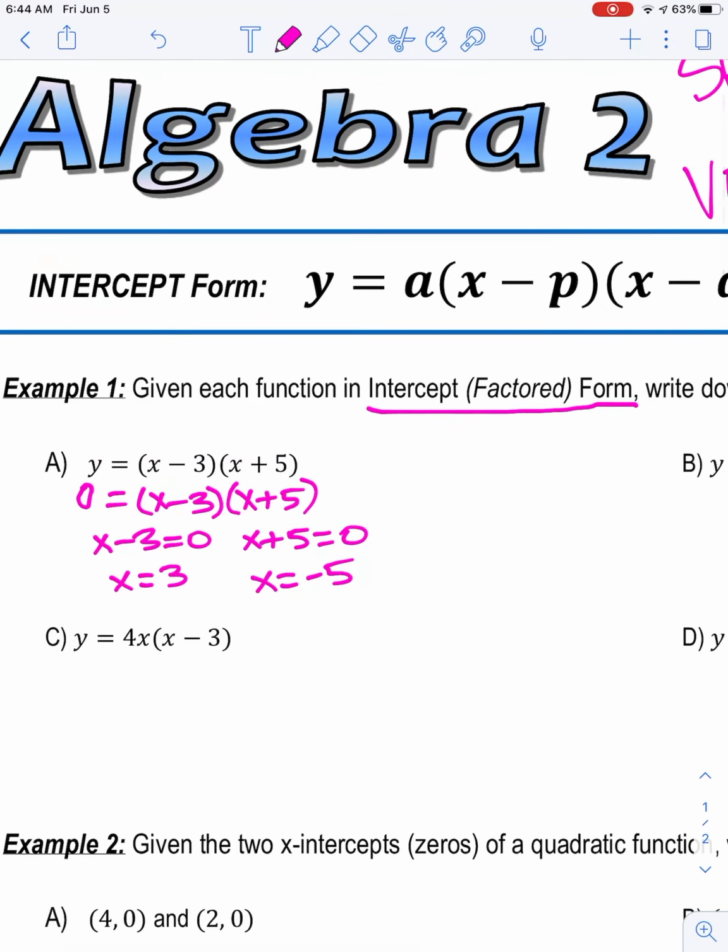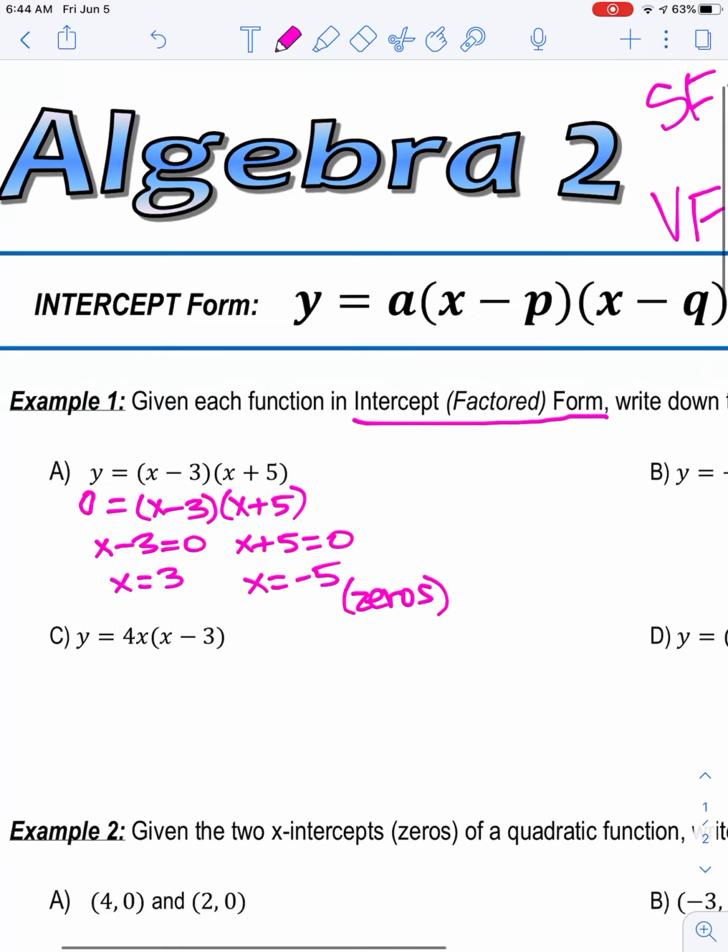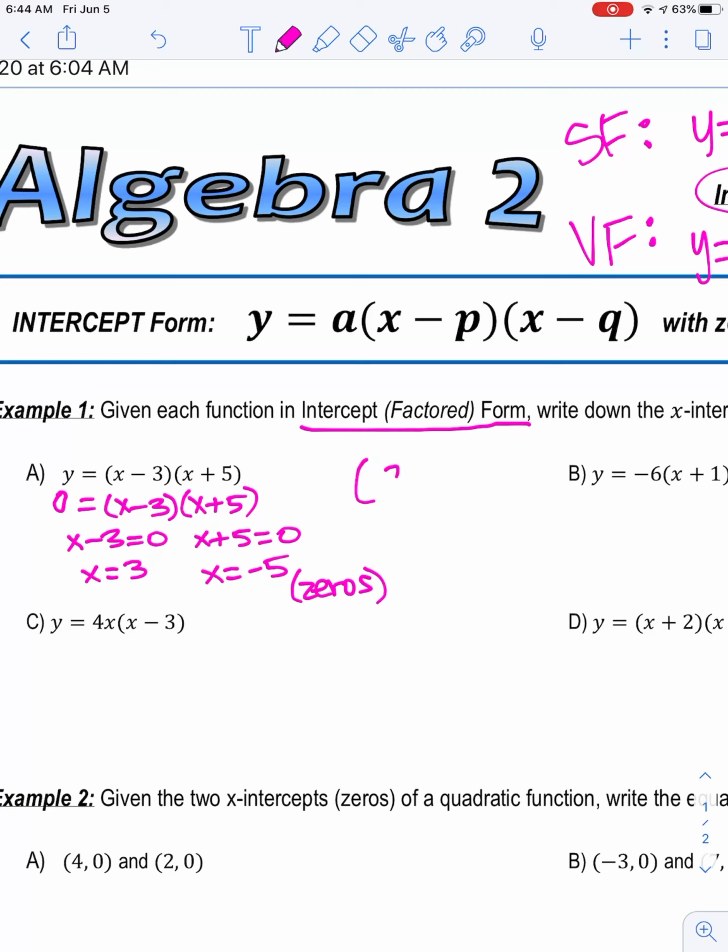Technically, when you just have x equals a number, these are called the zeros. But if you write them as ordered pairs, (3, 0) and (negative 5, 0), these are what we call x-intercepts. And that's what the problem asks for. From now on, I'll put all the answers as ordered pairs like this. The difference between zeros and x-intercepts is just the way you write it, whether as an ordered pair or not.